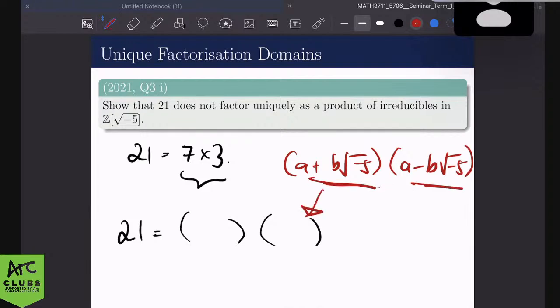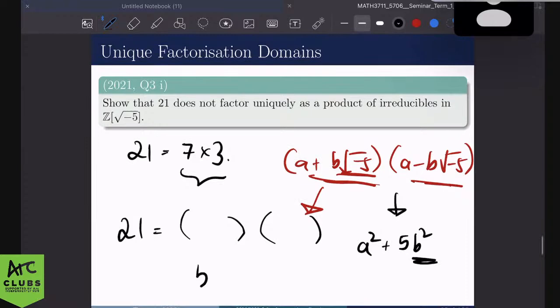Well, the answer will always be a squared plus 5b squared if you do this multiplication. So thinking about that, what could a and b possibly be? If you have b equals 1, for example, you've got 5, and the other part needs to be 16. That works, right? Because we've got 4, and then b will be equal to 1. So 4 plus root minus 5, and 4 minus root minus 5.